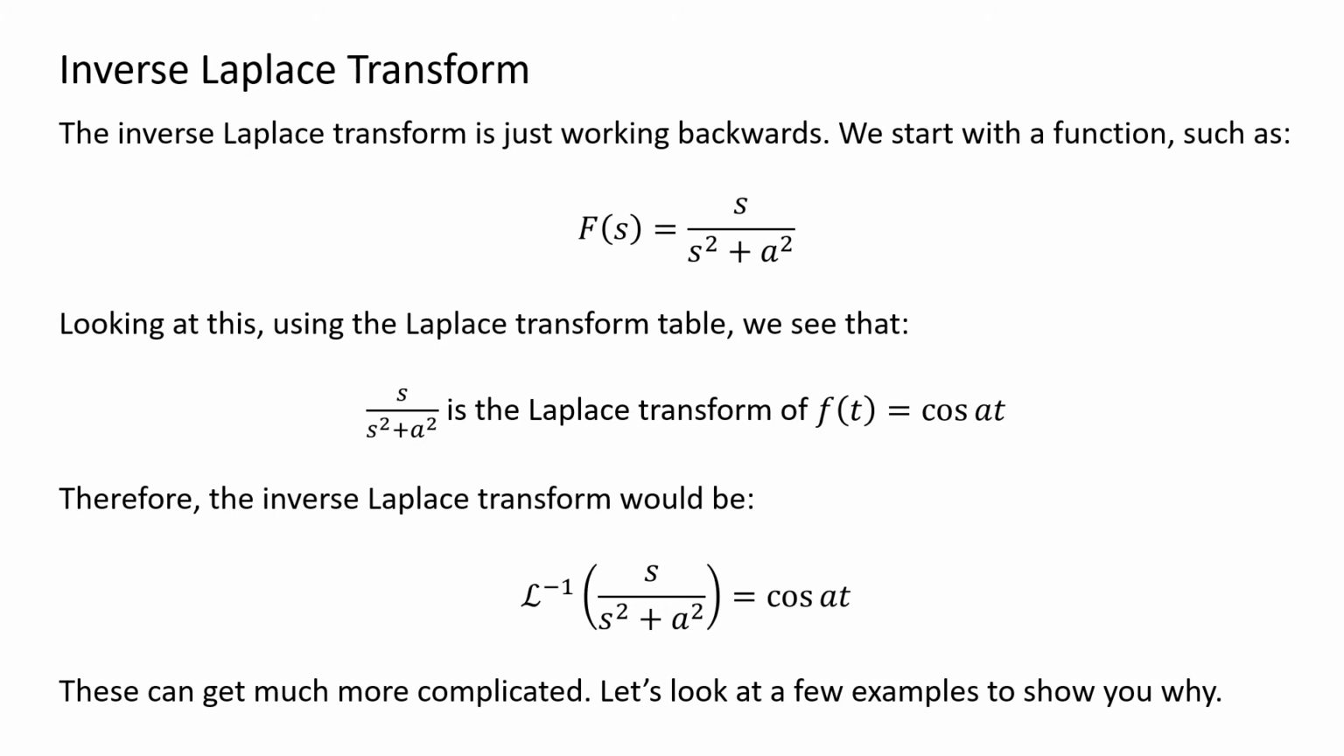So I mentioned this earlier when we talked about Laplace transforms. You can actually start with a function that's in the form of a Laplace transform, something like this. Capital F of s is equal to s divided by s squared plus a squared. And using this as an example, s divided by s squared plus a squared fits the Laplace transform of cosine of a times t.